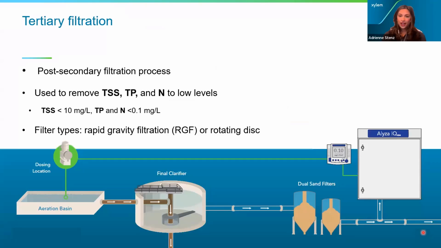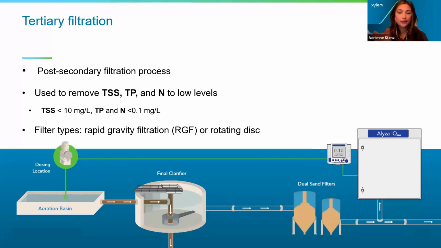And the final option for removing phosphorus from wastewater is tertiary filtration. This is the least common phosphorus removal strategy and typically serves as a polishing step. You'll see tertiary filters deployed when a facility needs to meet ultra-low effluent limits. We're talking total phosphorus and total nitrogen less than 0.1 milligram per liter, and total suspended solids less than 10.